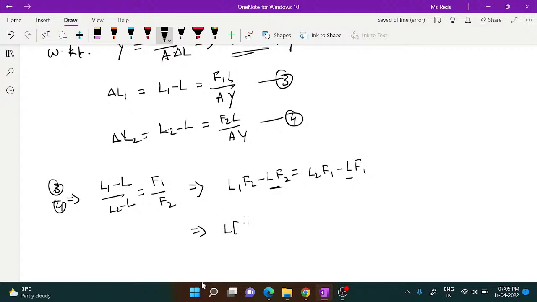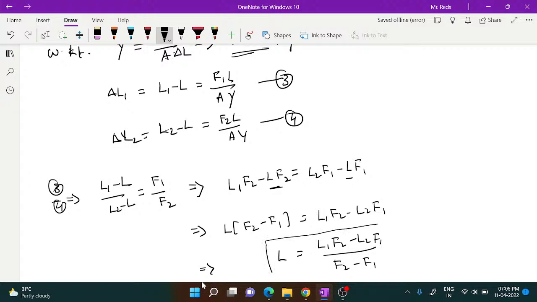So L into (F2 minus F1) is equal to, let's bring this here, then we'll get L1 F2 minus L2 F1. So this implies L is equal to (L1 F2 minus L2 F1) divided by (F2 minus F1). This is the natural length.